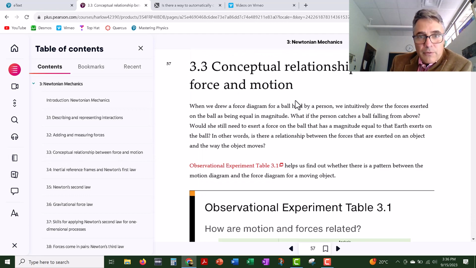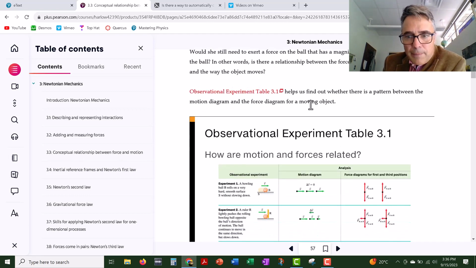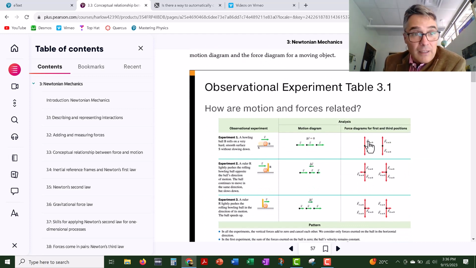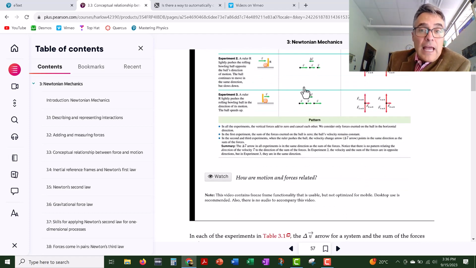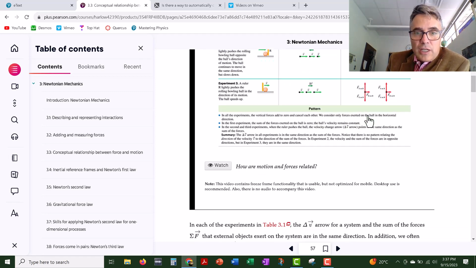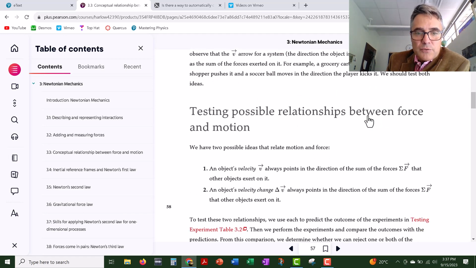Section 3.3 tells you what to do with those force diagrams. Once you've drawn them, they're going to either be balanced, when all the forces in one direction and the opposite direction cancel each other out, in which case you'll have zero acceleration, or unbalanced, where there's more of a push one way than another. In that case, you've got changing velocity, you've got acceleration in the direction of the unbalanced forces.